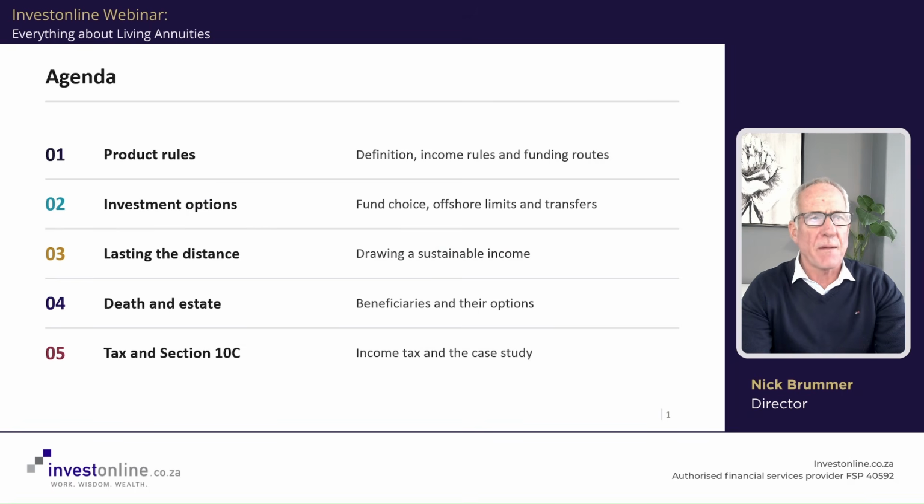Right, so the 5 main points is going through the product rules, and that's definition, income rules, and funding routes, investment options, fund choice, offshore limits and transfers, lasting the distance, how long does your living annuity last, and what should you be drawing, really important, death and estate planning, beneficiaries, and what options there are, and then tax and how one really incorporates the most tax efficient way into your living annuity and your financial plan. So we're going to kick off. Stuart, you're going to start off with section 1.